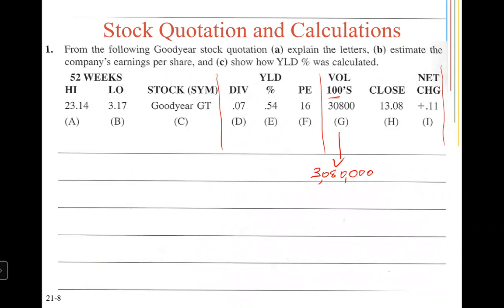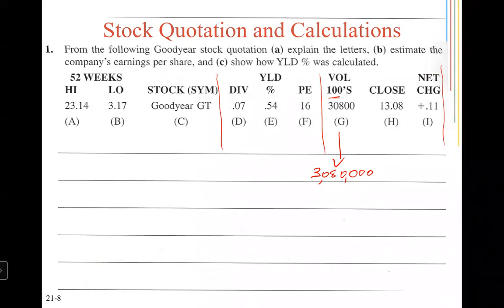What does H represent? H represents the closing price. And what does closing price mean? That means that would be the price it was sold for that day. Right. So that day it was being sold for $13.08.